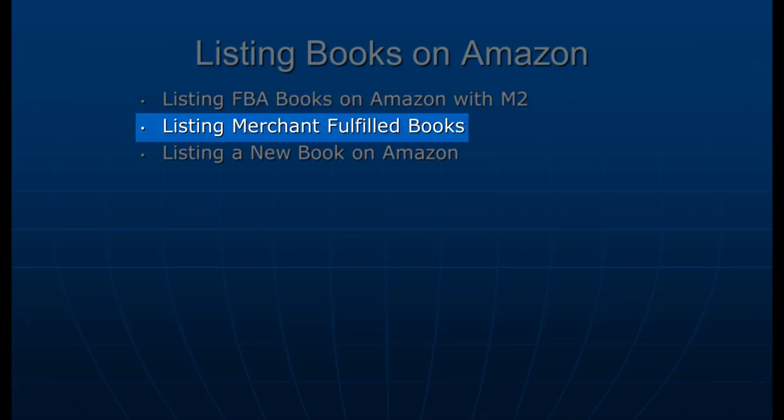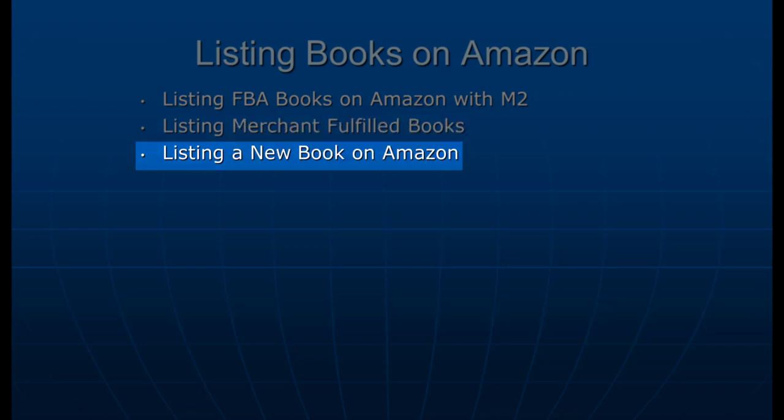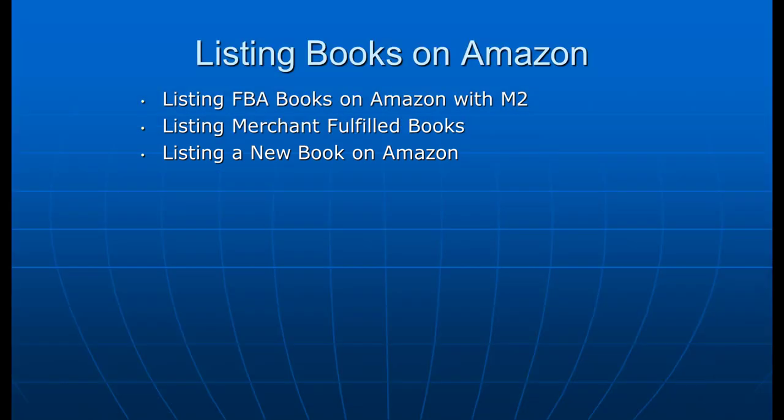Next, I'll list a book I plan to sell through Amazon but keep in my own storage space. The last book I list will involve creating a new listing as opposed to associating a book with an existing listing on Amazon. Since the last video, I've entered over 60 books in my inventory.